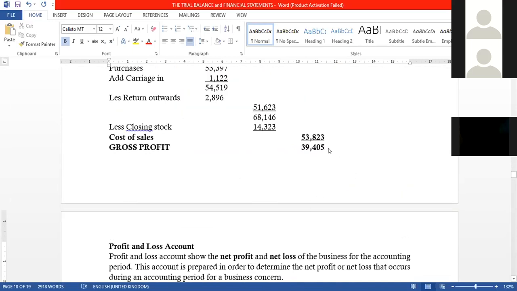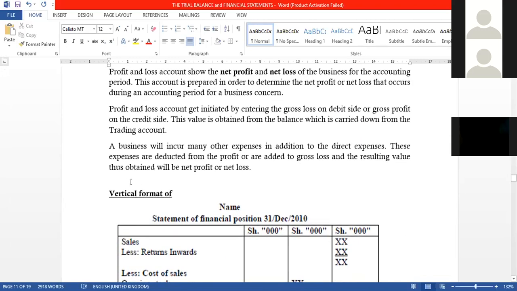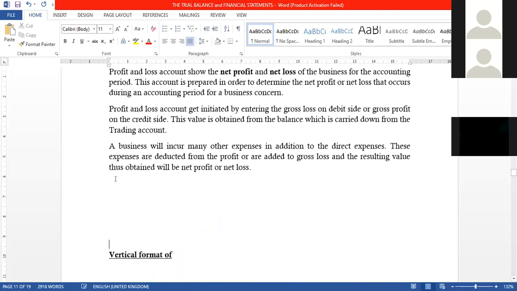Once you're able to get this gross profit, the next thing that you do is you account for the costs that you have incurred. And therefore, you are supposed to list the expenses from the gross profit. So it will be something like this. We'll have what you call gross profit.